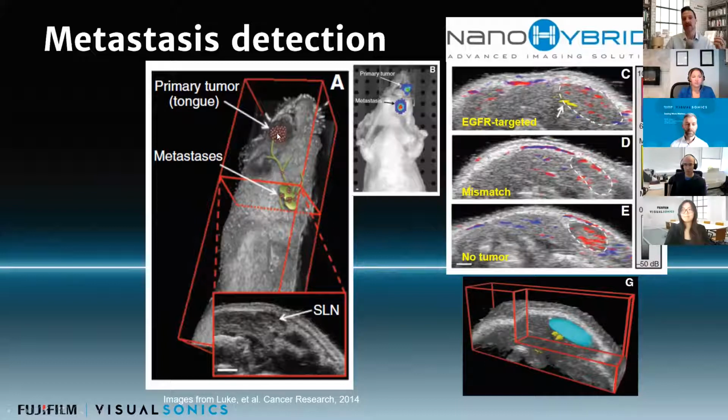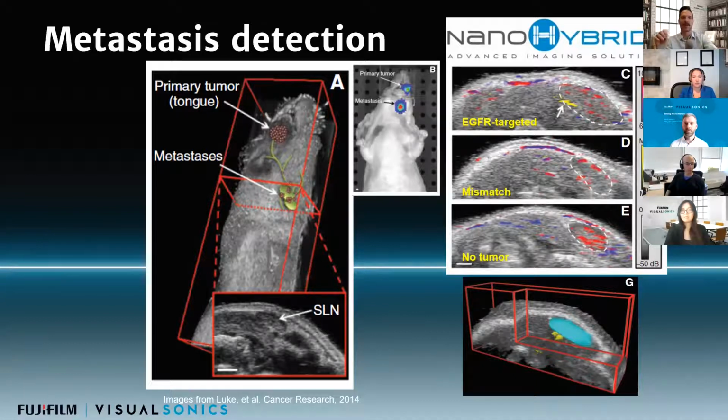So they injected this contrast agent at the site of the primary tumor. It flowed down into the lymph nodes, and it would only be detected if it was internalized by those cells. If there was no tumor there or no metastasis there, you wouldn't see the signal from the photoacoustic agent. So it actually changed its optical properties depending on whether there was the presence of tumors or not. So that's just one example of being able to detect metastases.